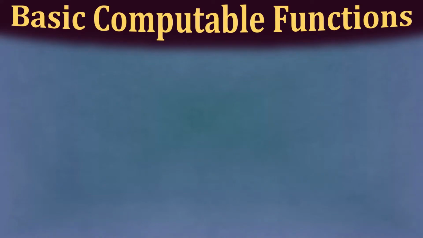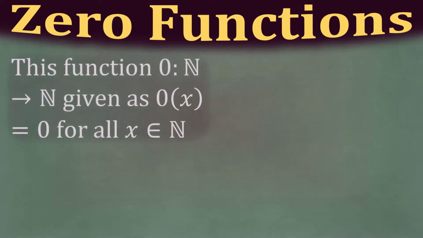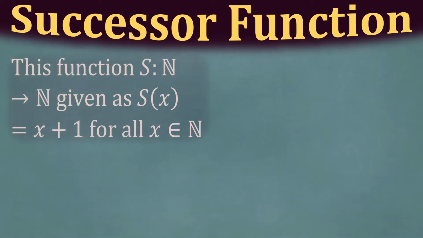Now, let's move on to discuss basic computable functions. We will use them to generate more computable functions. First, let's discuss the 0 function. This is the function 0 from the naturals to the naturals, given as 0 of x equals 0 for all x in the natural numbers. Second, let's discuss the successor function. This is the function s from the naturals to the naturals, given as s of x equals x plus 1 for all x in the natural numbers.